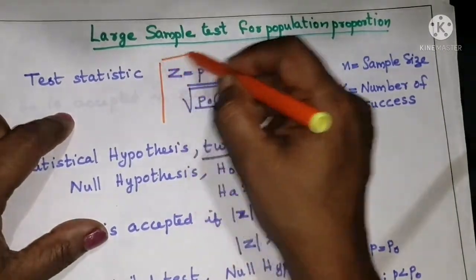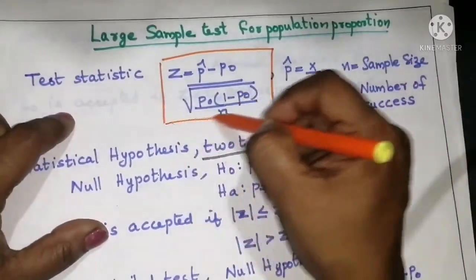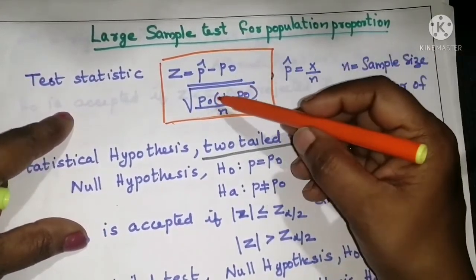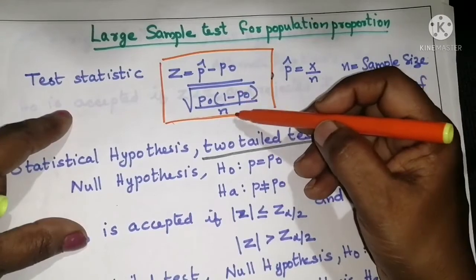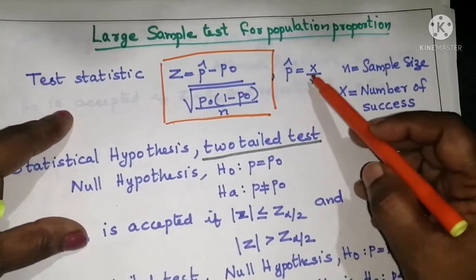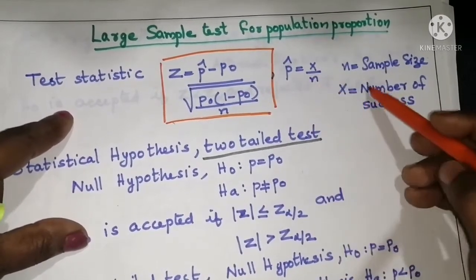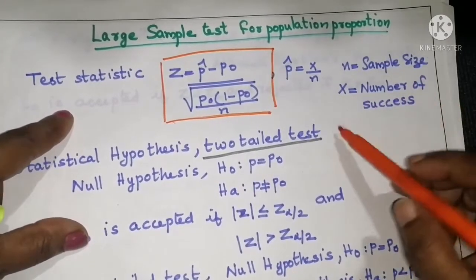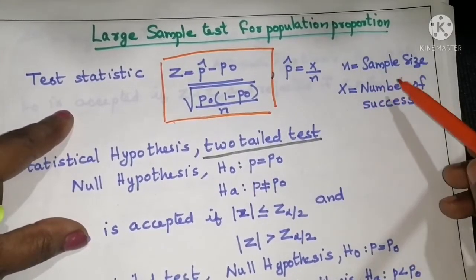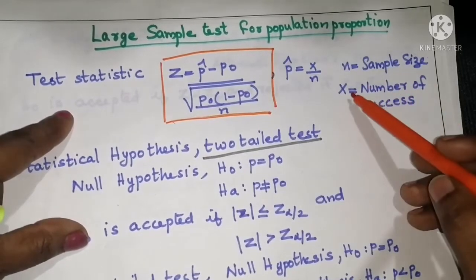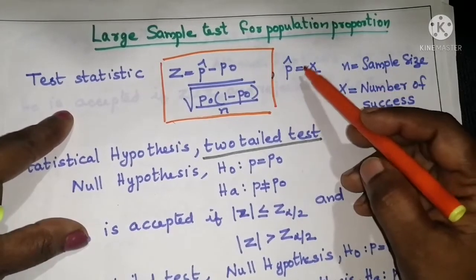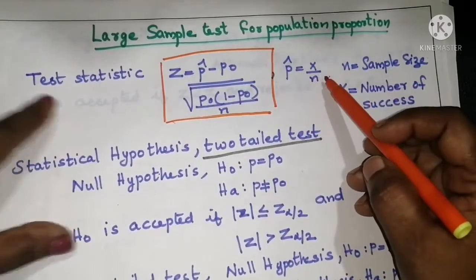So here we have a different test statistic, Z equal to P cap minus P naught divided by square root of P naught into 1 minus P naught by N, where P cap equal to X by N, where N is the sample size and X is the number of success. So X is the number of success or number of favorable condition, N equal to sample size, then we denote P cap equal to X by N.